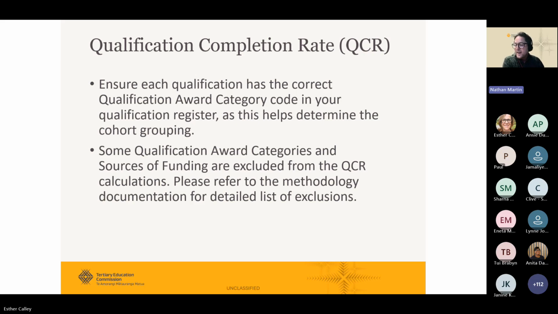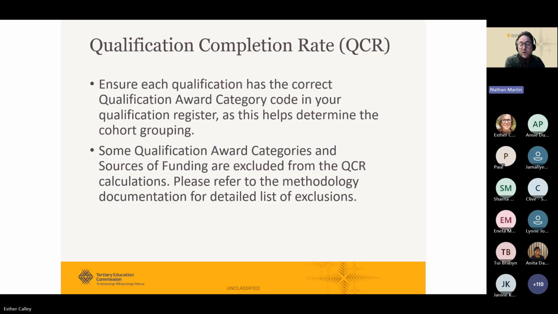It is important that qualifications are set up correctly in the qualification register. There are some exclusions. Certain qualification award categories and sources of funding are not included in the qualification completion rate calculations. For the full list of exclusions, refer to the TEC EPI methodology documentation. Accurate qualification award category coding is important. Make sure each qualification has the correct qualification award category in your qualification register. This code is used to help determine which cohort a learner is placed in. It is able to identify, in the qualification completion rate, learners who studied full-time or part-time in a particular qualification.